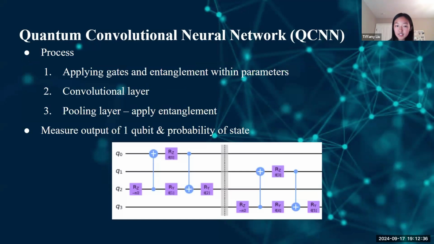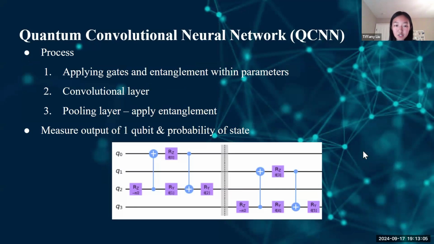Next is the processing step. So similar to the CNN's hidden convolutional and pooling layers, we're going to be applying gates and entanglement with specific parameters. So the convolutional layer would involve the same feature extraction as the CNN we just discussed, and the pooling layer would also reduce the dimensionality, but in this case of the quantum circuit instead of the classical data. To do this, we encode the information from one qubit into another qubit, and once we do that, we can disregard the original qubit for the rest of the process.